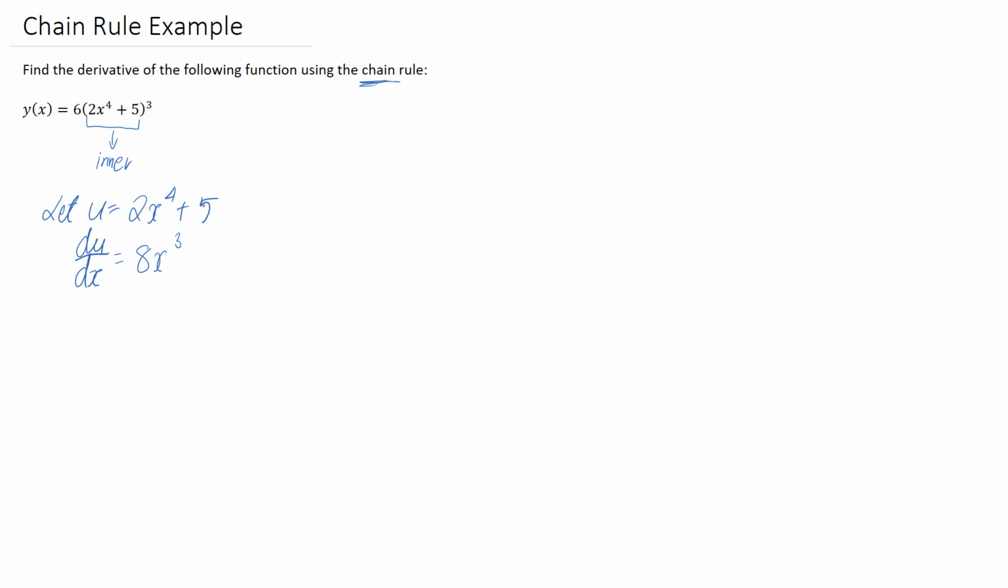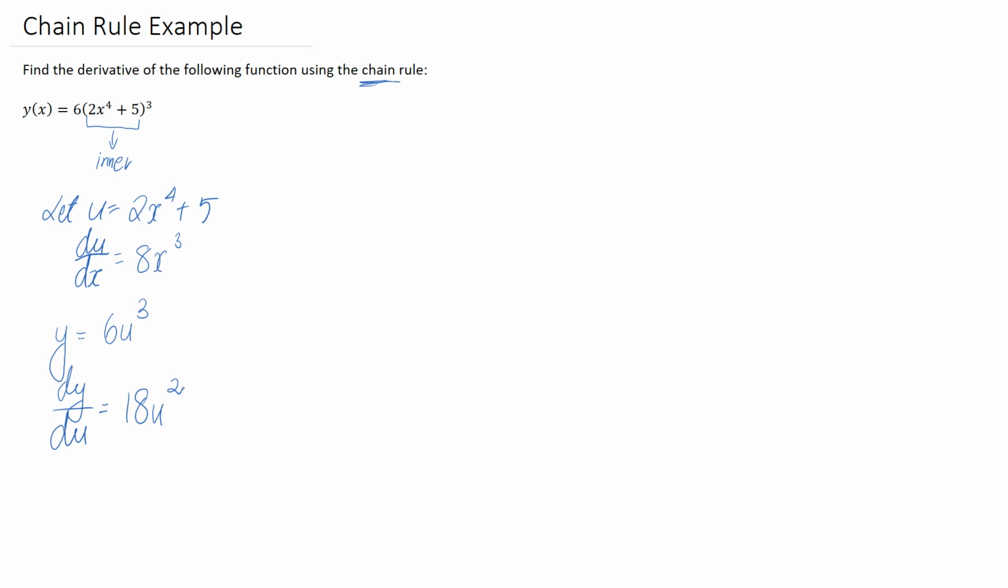Now what I want to do is go back and write out my equation for y, but in terms of u, what I've let my inner function be. So now I can write this as 6u to the power of 3, because u was equal to what was inside the bracket. If I take the derivative of this with respect to u, my inner function, again it's just the power rule, so we get 3 times 6, which is 18. Write out our variable and take 1 off the power, so power of 2.